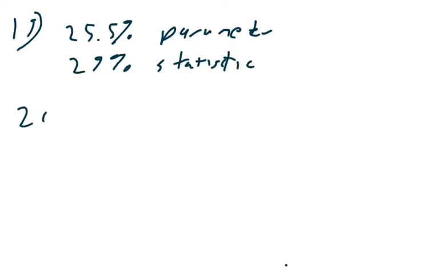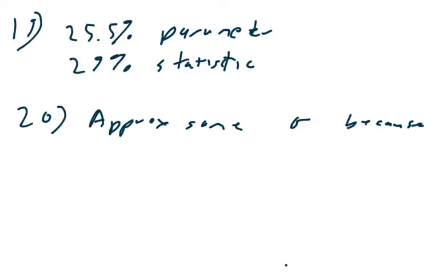Problem number 20. Suppose we had a proportion and we poll 1,000 people. If we poll 1,000 people, then we get approximately the same standard deviation, because sample size is what's important when finding standard deviation.